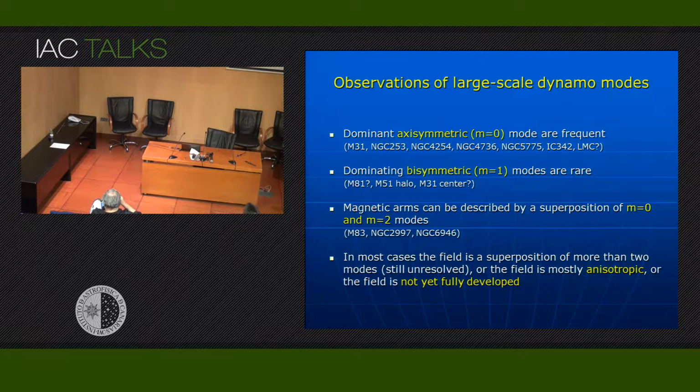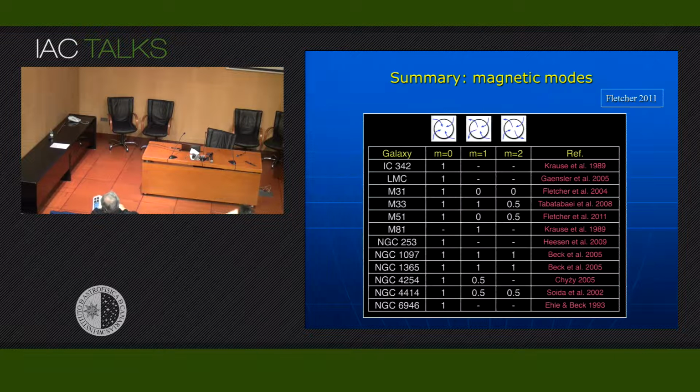Okay, so summary of these dynamo modes. Axisymmetric modes are quite frequent. Bisymmetric ones are rare and possibly not existing. The magnetic arms can be described as a superposition of modes, but in many cases the field is more complicated. And if you want to read this in more detail, there is a nice review by Andrew Fletcher, who gives the list of galaxies, and he developed a method for this Fourier analysis of dynamo modes.